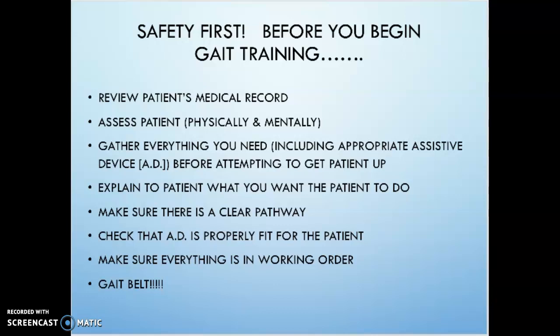Just like we discussed with transfers, we want to have everything ready before getting a patient up to walk. So we want to have our gait belt on hand and then on the patient, and the assistive device close and adjusted correctly, and have clear communication so the patient knows what is happening. We also want to make sure that we have a plan.